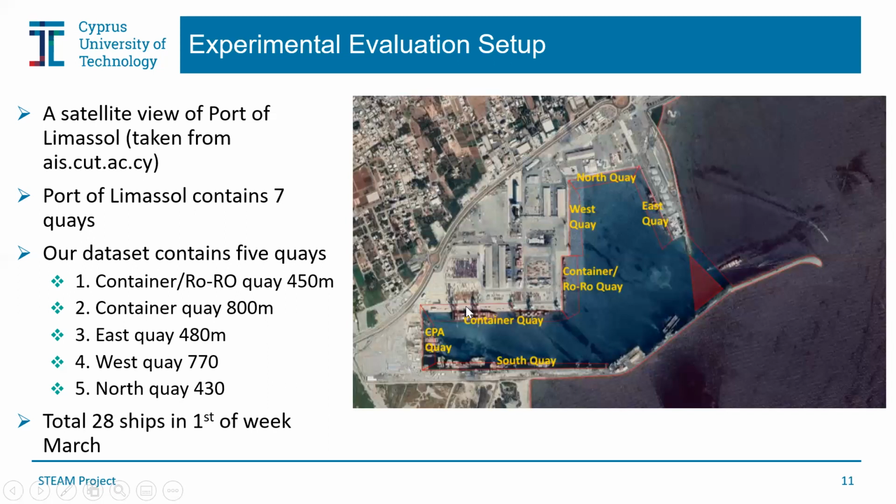We have taken a real-time data set from March 2018, and we have performed experiments on the first week of March, where we found 28 ships arriving in the first week of March.